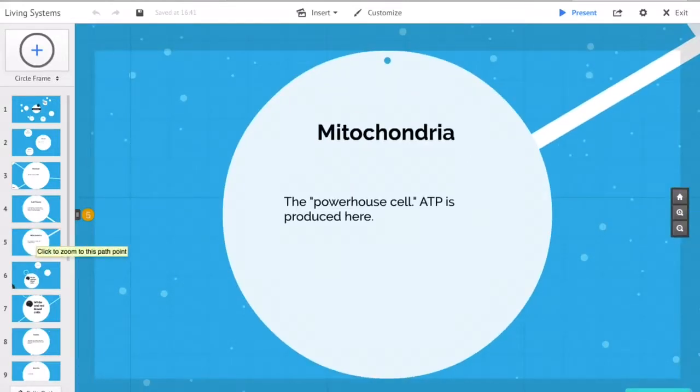Mitochondria is known as the powerhouse of the cell. This is where most of the energy generating reactions occur. ATP is produced in the mitochondria using energy stored in food.